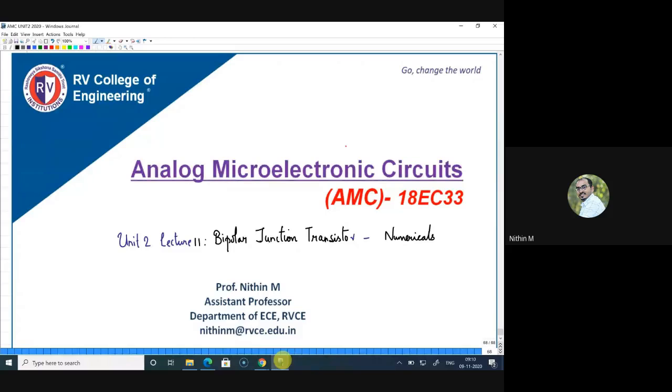Welcome to Analog Microelectronic Circuits lecture, and this is lecture 11 on Unit 2. Today we will look at various numericals on amplifiers, including the biasing of the amplifier. So far, we discussed the theory part and the derivations of amplifiers. So today we'll start with the numericals. All right, so let us start with this question.